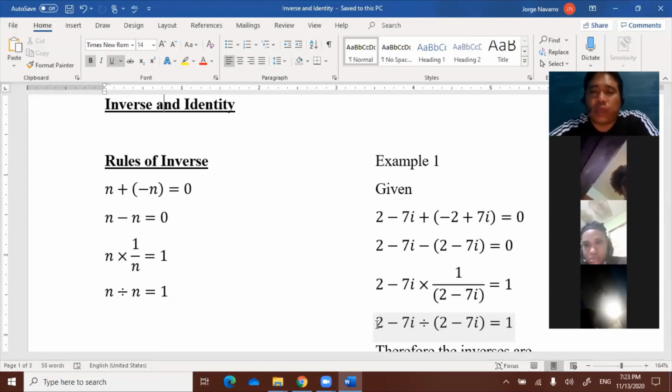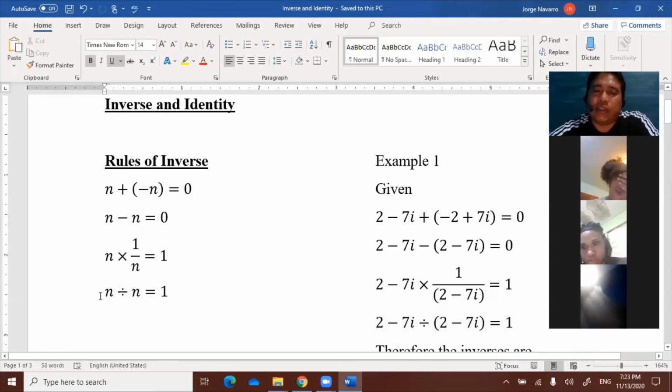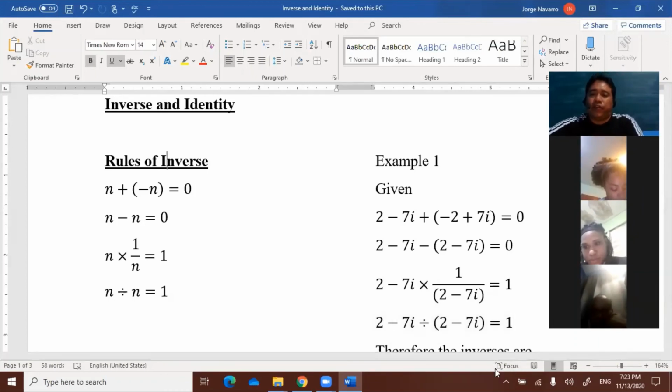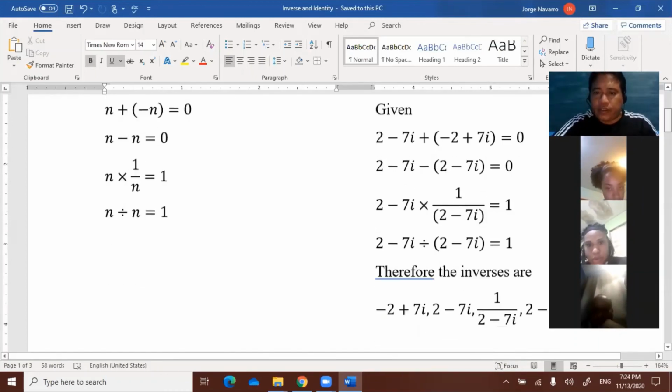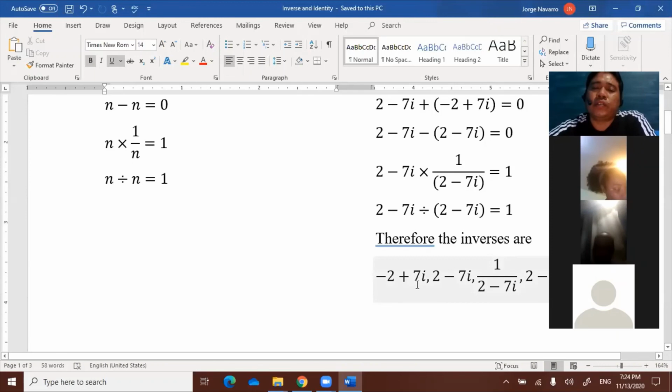In the fourth one, it says 2 minus 7i divided by itself, because it says any number divided by itself, I have to divide by itself, should give me 1. And that itself is 2 minus 7i. So to conclude, we say, therefore, the inverses are negative 2 plus 7i, itself, which is 2 minus 7i, 1 over itself, 2 minus 7i, and then again, lastly, itself, 2 minus 7i. And we have completed the problem.